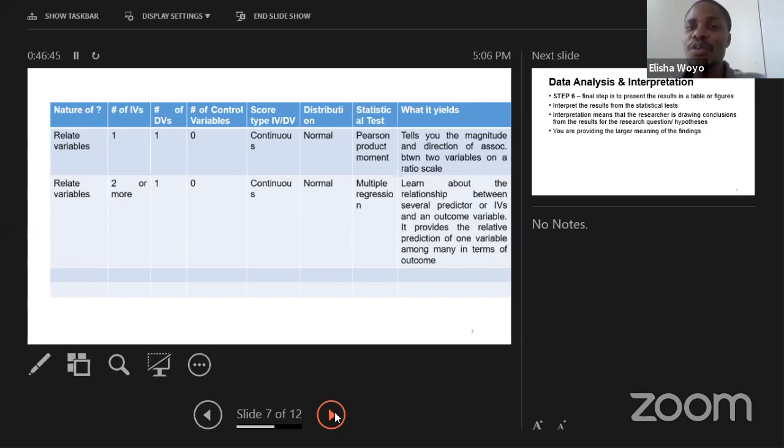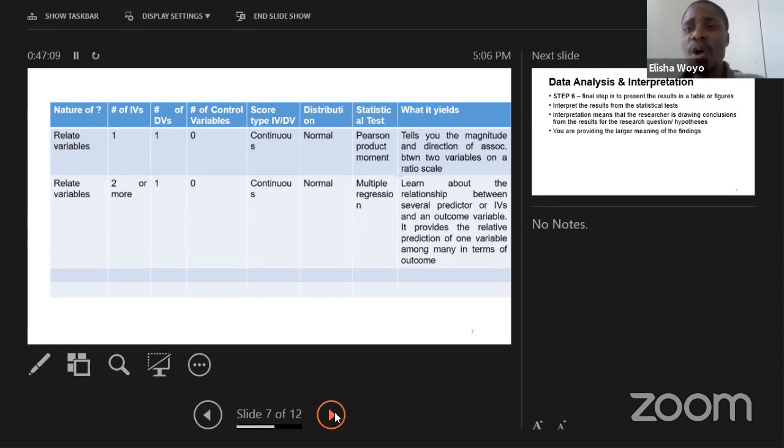So this one tells you the magnitude and the direction of the association between two variables. The other one tells you the strength and the direction of the association between your variables that you are measuring. Two different statistics requiring two different distributions of data. So people need to be careful there.